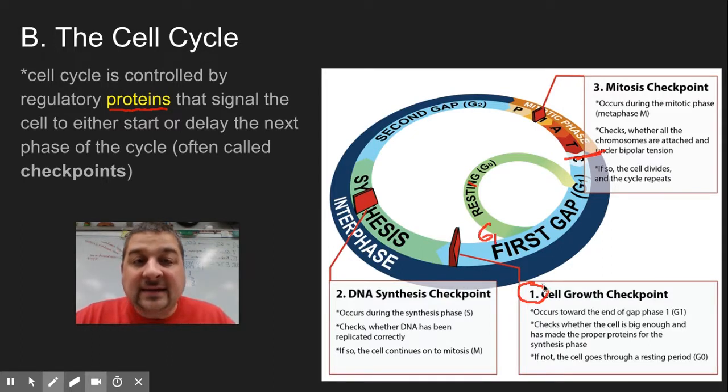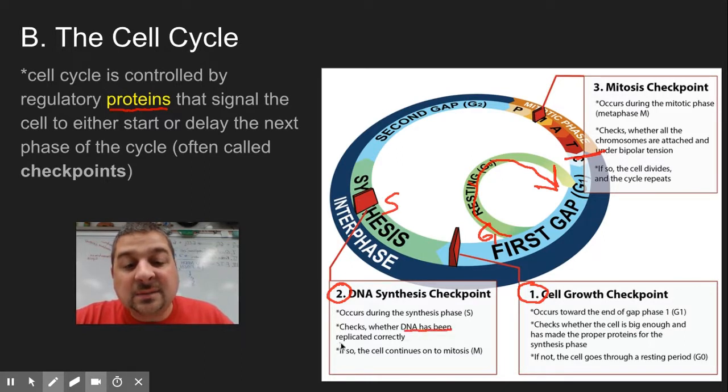And the cell is going to check itself. It's going to say, am I big enough? Do I have all the proteins I need for DNA synthesis? Am I ready for the next stage? If not, it's going to go back through the growth phase again. Okay, so it's just a helpful check to make sure the cell is on track and has the proper things it needs. The second one happens during the S phase. Okay, and here we're just going to make sure whether the DNA has been replicated or copied properly.